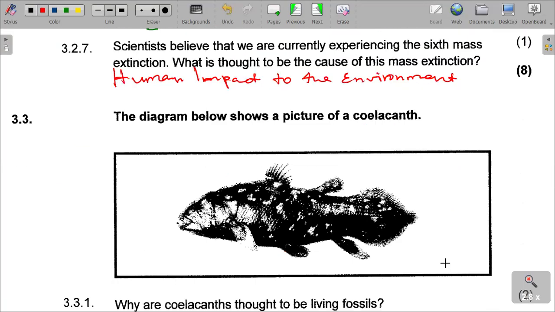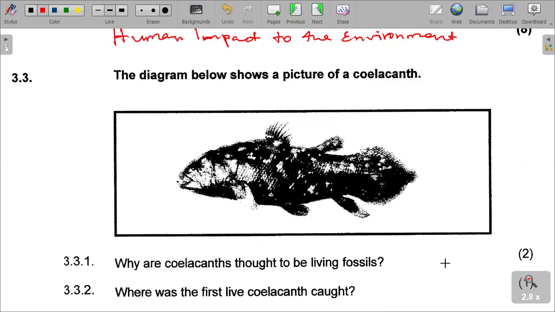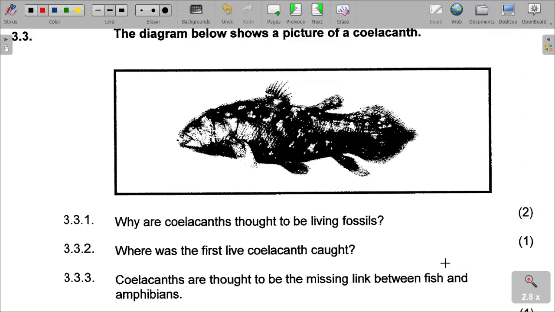That is it. The diagram below shows a picture of a coelacanth. And then, why are they thought to be living fossils? One, because they were thought to be extinct, yet they have existed unchanged for millions of years.